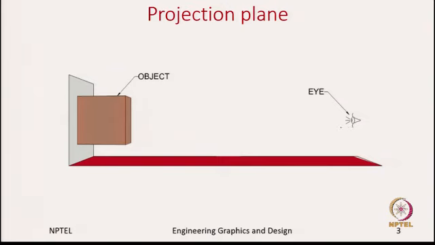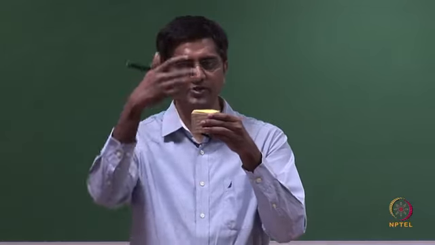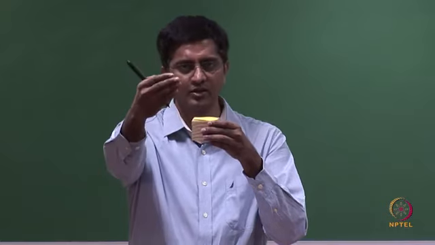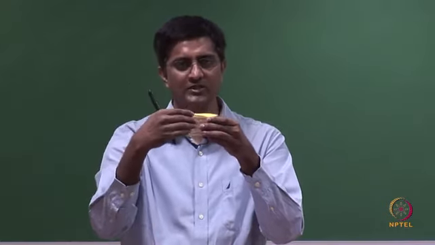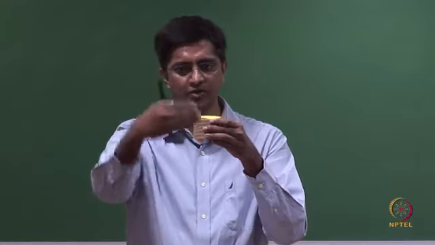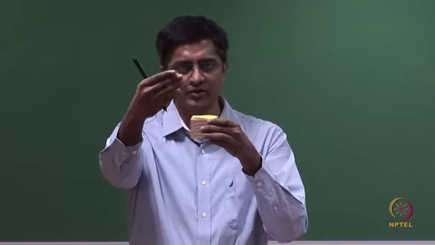Now, what we do is we imagine a plane. We are imagining a plane between the object and the observer. Let us say this is the object and you are the observer. Between you and the object we imagine a plane. Let us say this is made up of glass such that when you look at the object you can still see it. So, this is the projection plane, which we call imaginary, made up of glass. When you see through this projection plane you can see the object.